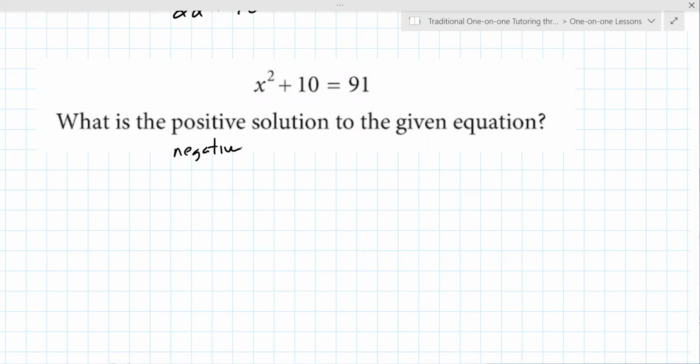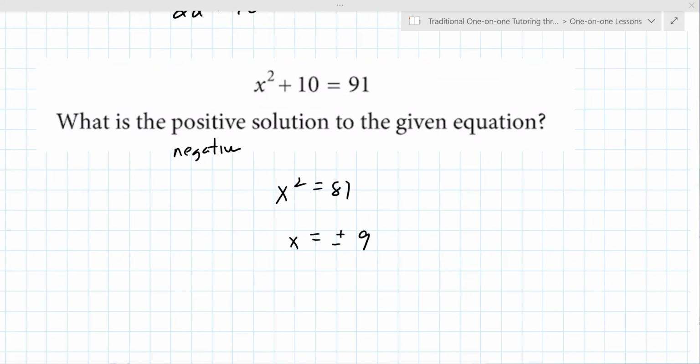I would subtract 10 from both sides and then take the square root of x squared. And you would get x equals plus or minus 9. Now on the ACT, you get 5 answers to choose from. I know I mentioned that earlier.